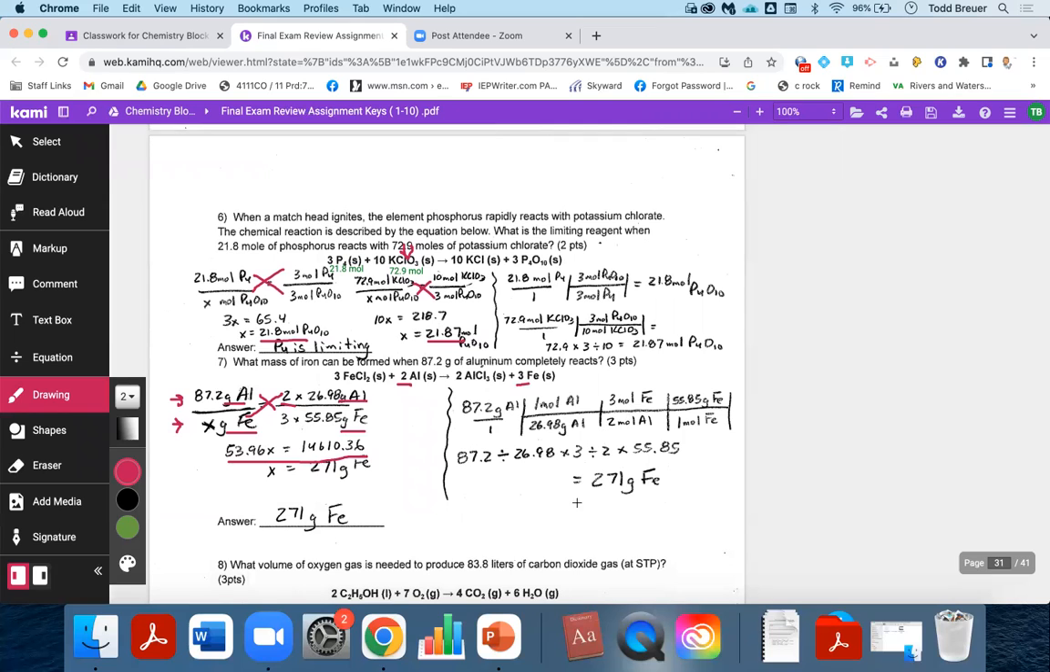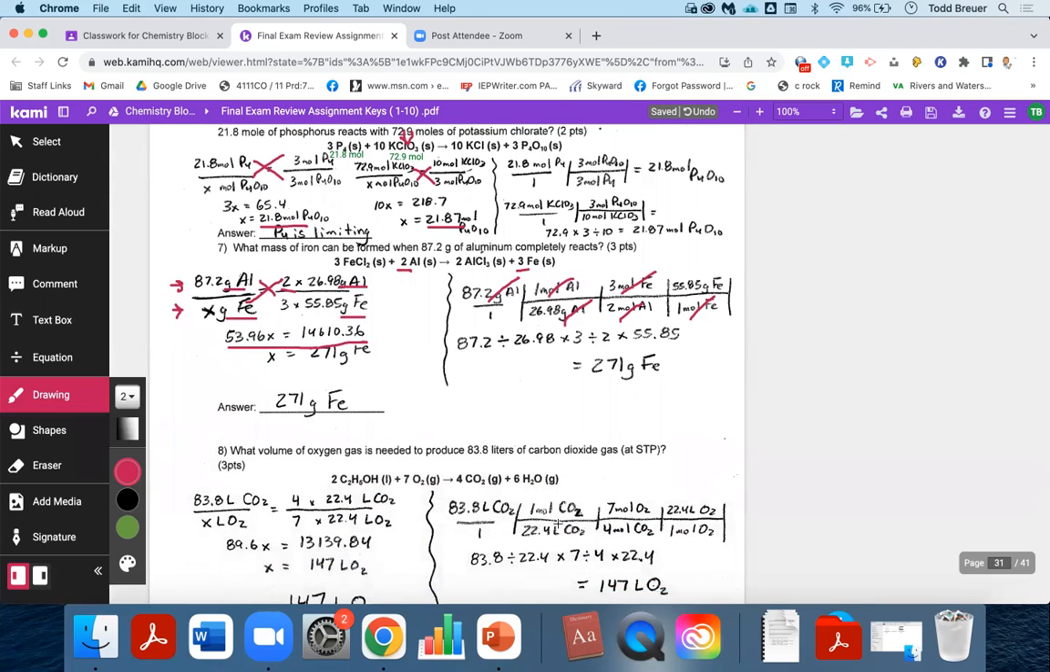So I demonstrated that same calculation using the dimensional analysis strategy. The given grams of aluminum, we turned it into moles of aluminum. We turned the mole of aluminum into mole of iron. And then we turn the mole of iron back into grams of iron, and you end up with the same answer using that strategy.